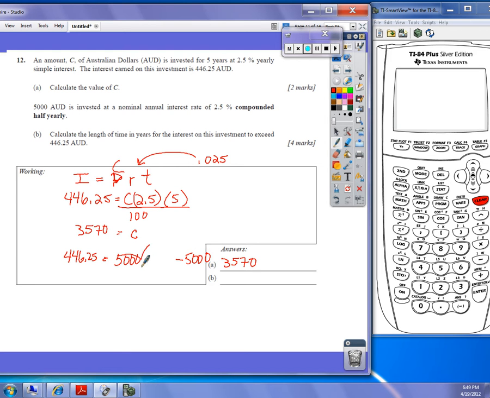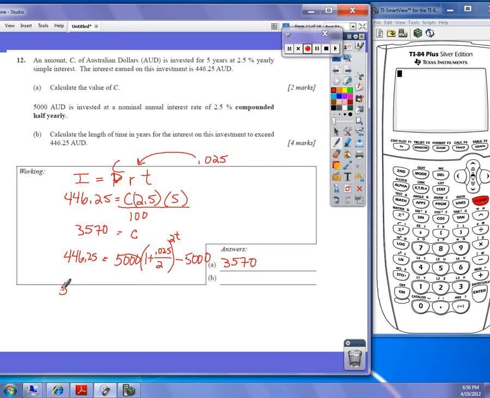And remember, the formula is 1 plus the rate. I'm going to just put in 0.025. The formula sheet has 100 in it. Don't divide by 100 twice. If you just put in 2.5, you have to divide by 100. We're compounding half yearly. That means twice a year. So our exponent becomes 2t. And I'm going to use logs to solve this problem.